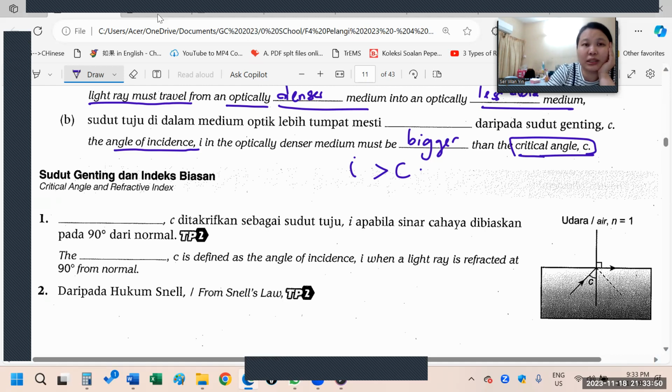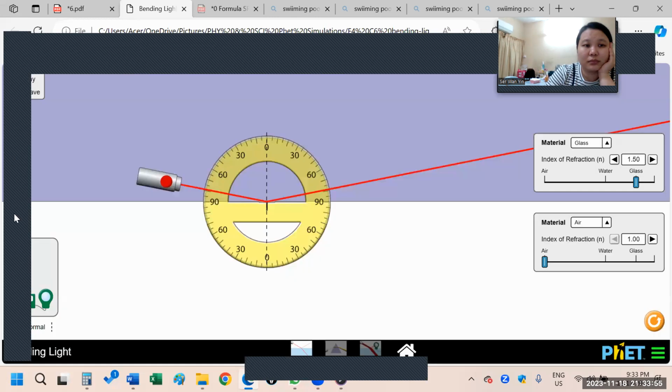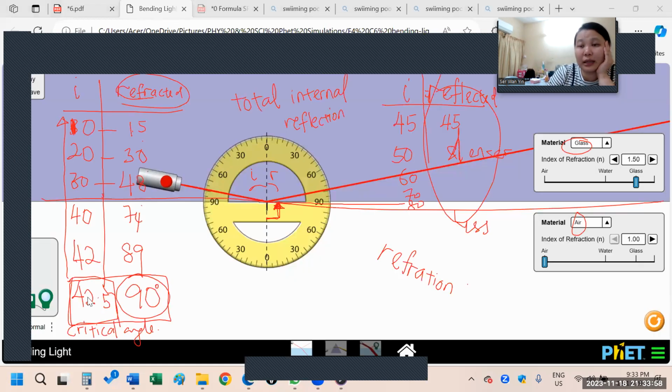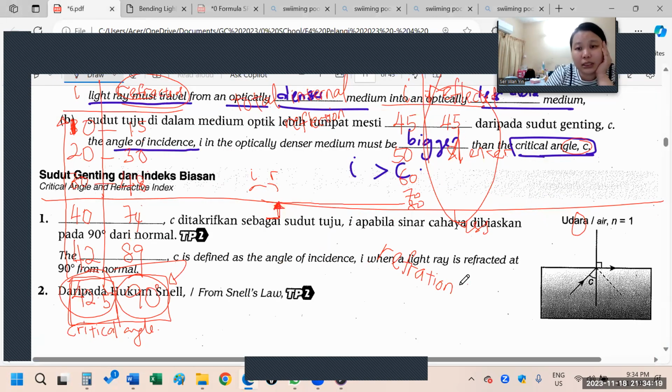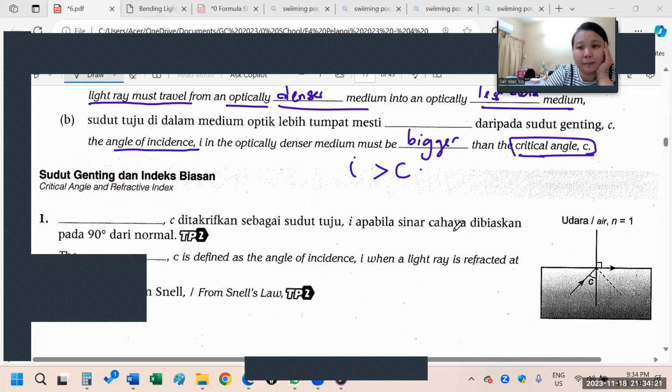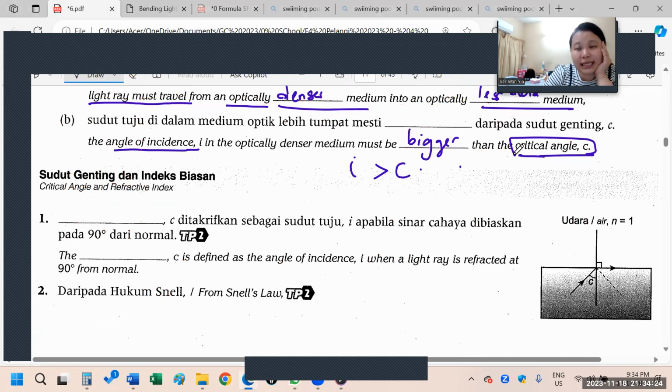So look back to our diagram. Critical angle is an incident angle which refracts the light at 90 degrees. So I make it back to 42. I can see that it comes to the 90. Okay, so what is C? C actually is an incident angle.